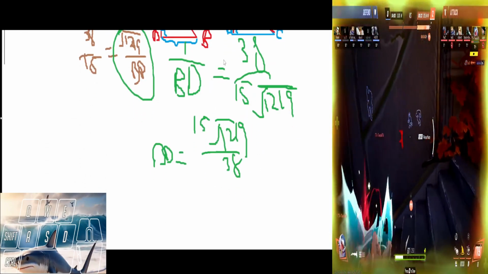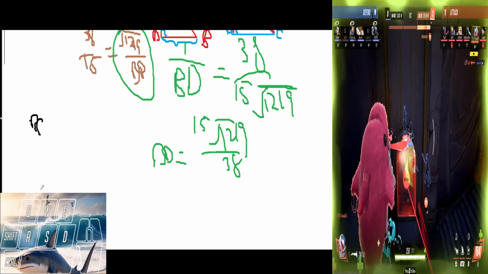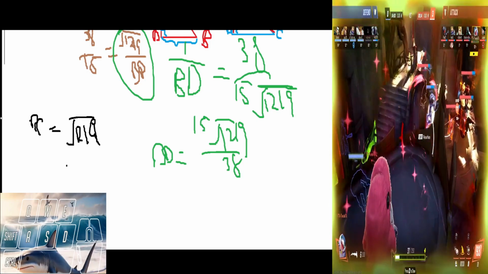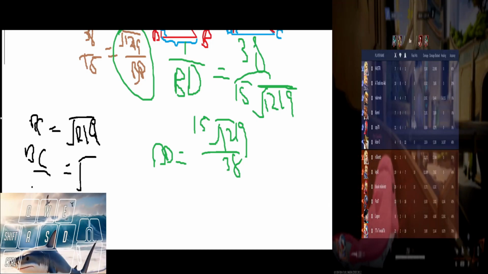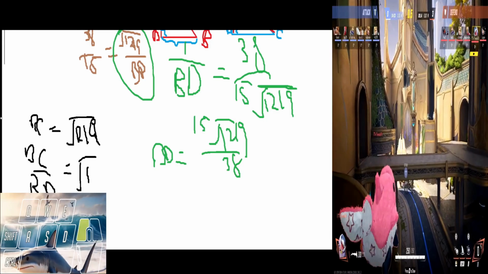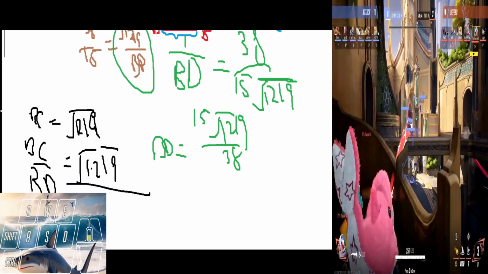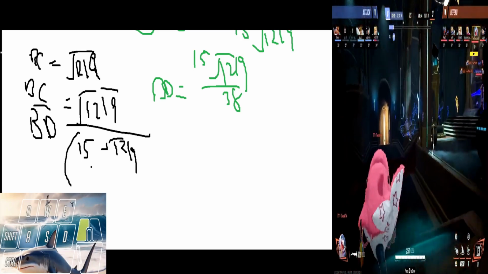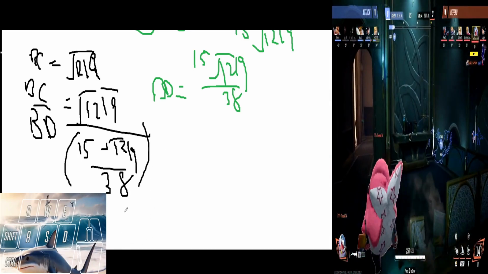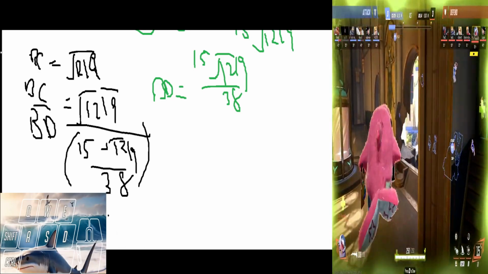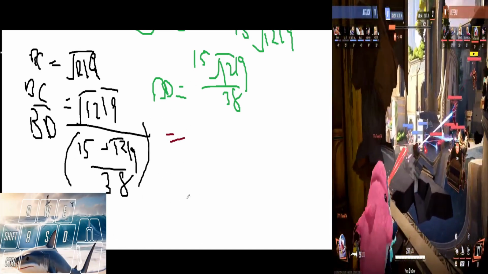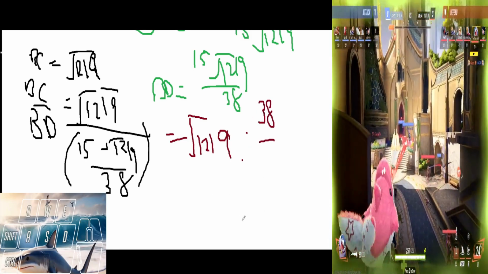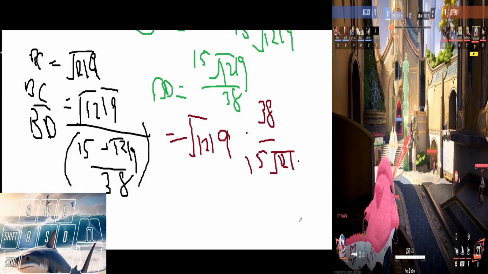Luckily, we already have BC. BC, if you can recall, equals square root of 1,219. That means BC over BD equals square root of 1,219 over 15 square roots of 1,219 over 38. We can simplify this complex fraction by multiplying by the reciprocal of the denominator. Therefore, this equals square root of 1,219 times 38 over 15 square roots of 1,219.